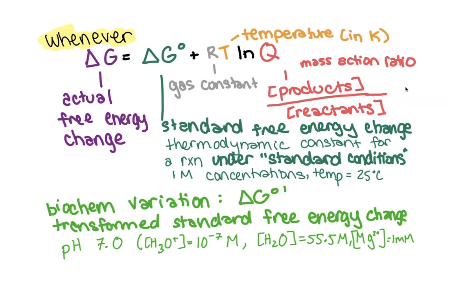So we get this equation where delta G equals delta G naught prime or delta G naught plus RT times the natural log of Q. This Q is also called the mass action ratio, and it's just like you had with equilibrium, except you're not at equilibrium. If you were at equilibrium, this term would cancel out. But when you're not at equilibrium, then this is going to help you see what your actual drive is.